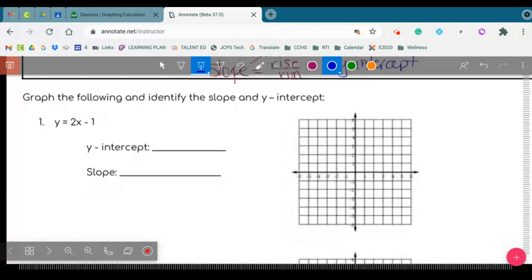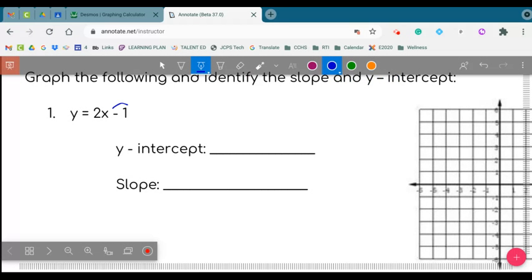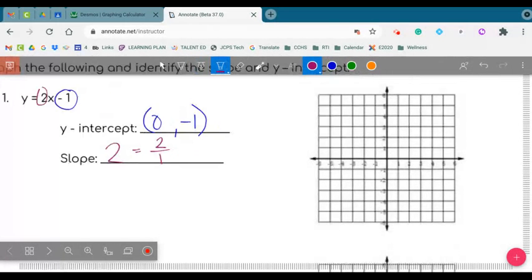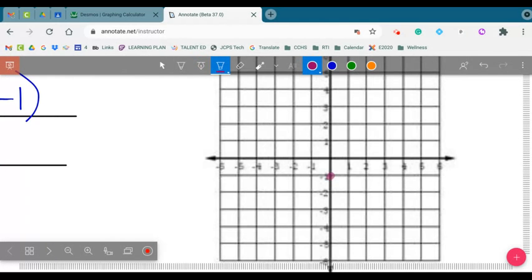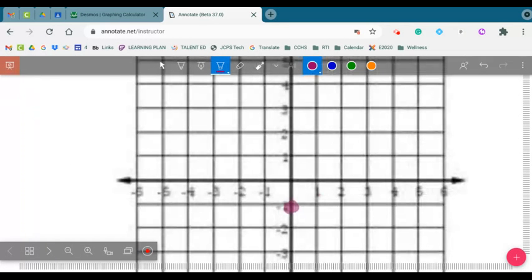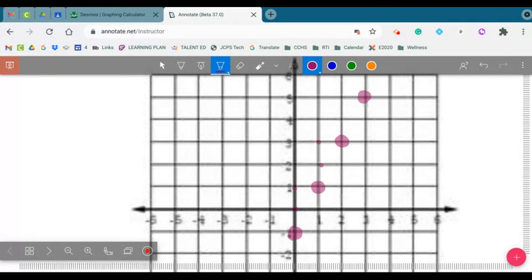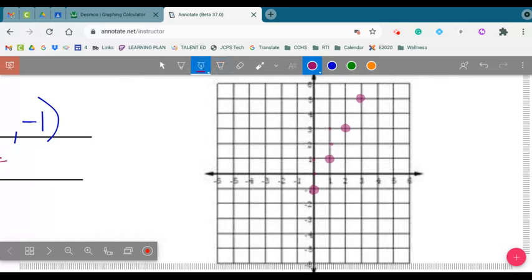If we go down to the first equation, our y-intercept is 0, negative 1, and then our slope is 2. This means I rise 2 and I run 1. So I'm going to start at 0, negative 1. I always start at my y-intercept. Then I'm going to rise 2, so rise 1, 2, and I'm going to run 1. And that's going to be my next point. Rise 2, run 1. That is going to be my pattern.